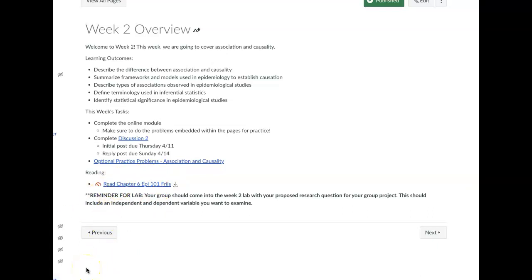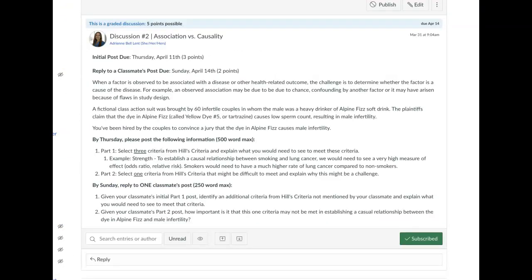And one other big announcement is that for your lab, you need to come in to the week 2 lab with your group with your research question that you've identified. So this should be an independent variable and a dependent variable that you're going to examine for your group project for lab. For this week's discussion post, your initial post is due Thursday and your reply is due on Sunday.